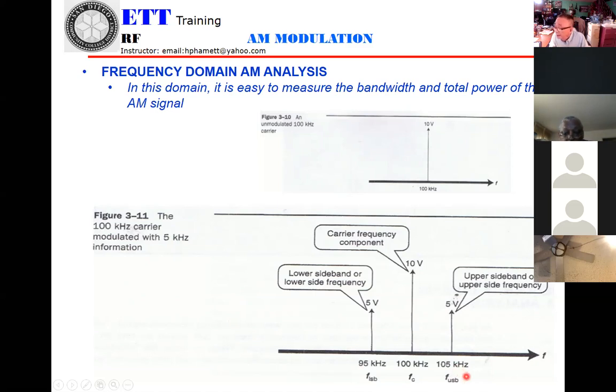Okay? Upper sideband, or upper side frequency. And on the other one it will be 100K minus 5K. Okay? So, lower sideband or lower side frequency. And they are also telling you the value of the upper side or lower side will be 5 volt. So that will be displayed on the spectrum analyzer.